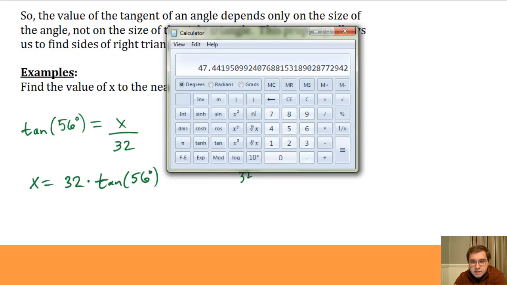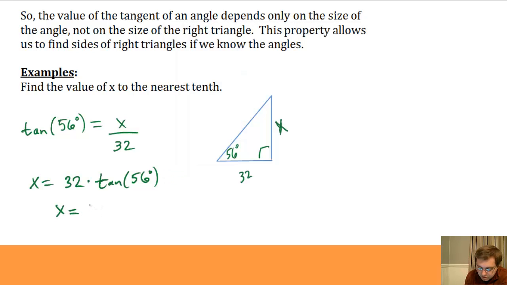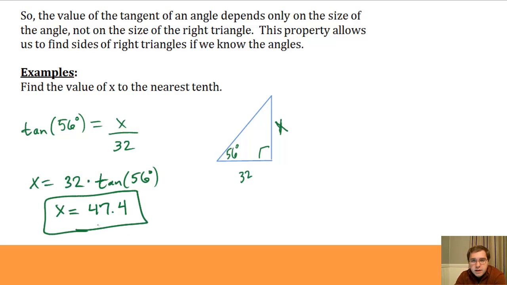I want to round it to 1 decimal place, so it's 47.4. X equals 47.4. Because I found the tangent of 56 and multiplied it by 32, so that gave me 47.4.